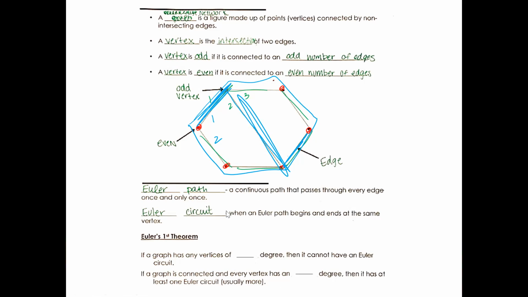So here's Euler's first theorem. If a graph has any vertices of an odd degree, then it cannot have an Euler circuit. If a graph is connected and every vertex has an even degree, then there is at least one Euler circuit.